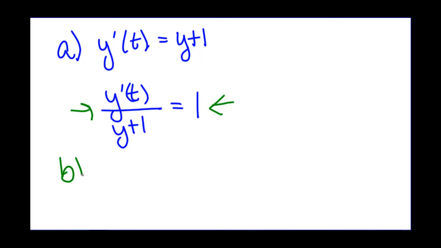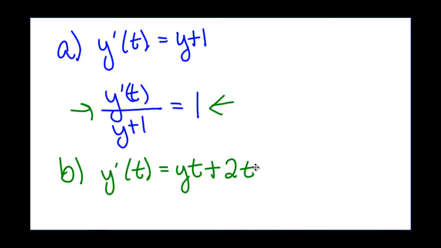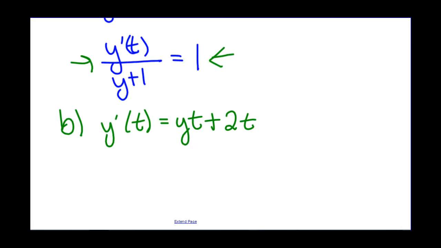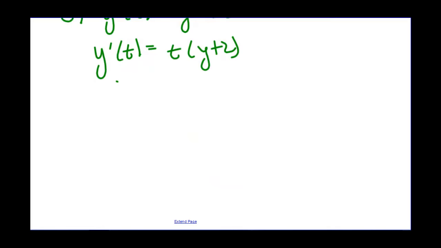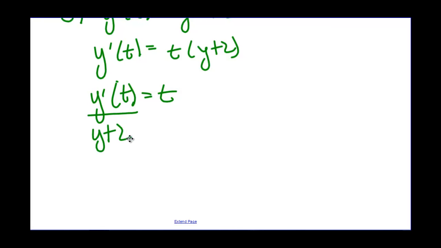Alright, another one. What about y prime of t equals yt plus 2t? So first we need to factor out the t. So y prime of t equals t times y plus 2. Then we need to divide both sides by y plus 2. So y prime of t divided by y plus 2 equals t.